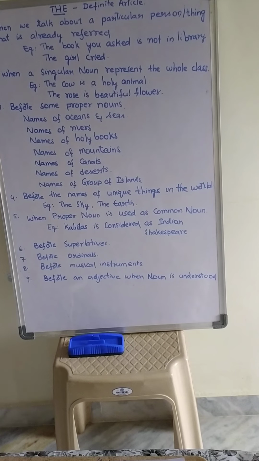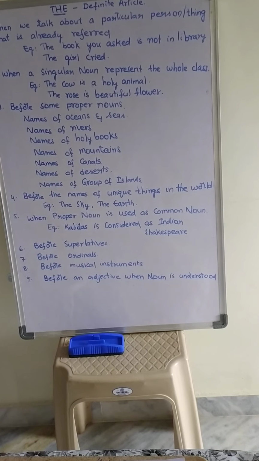Next, before the superlatives. Superlative degree you already learned: the cheapest, the costliest, the biggest, the oldest, the latest, the worst. All these are the superlatives. Before the ordinal numbers. Ordinal numbers means first, second, third, fourth, fifth, sixth. So before the ordinal numbers: the first in class, the second in the row, the third in the room. Before the ordinals, we have to use the article the.